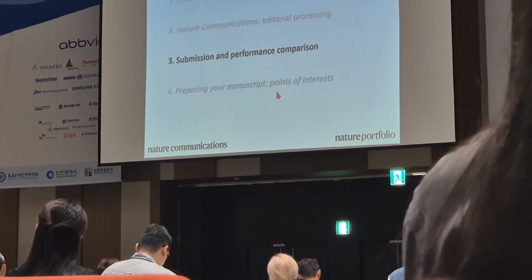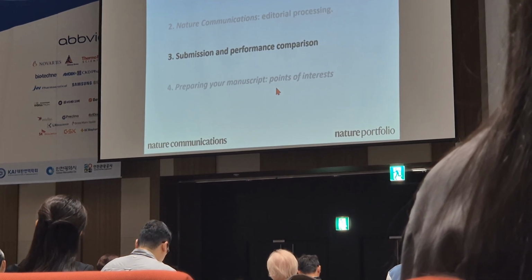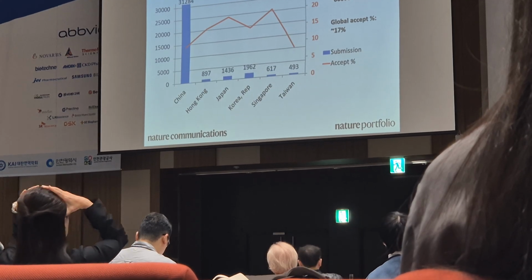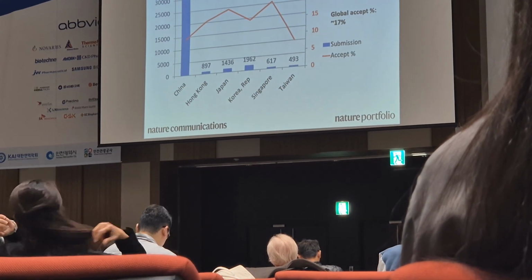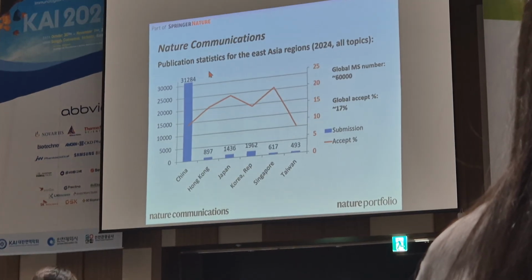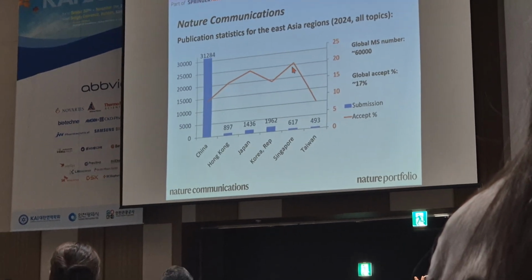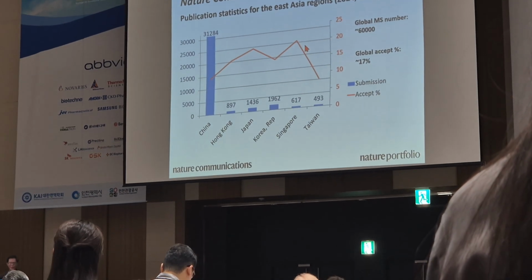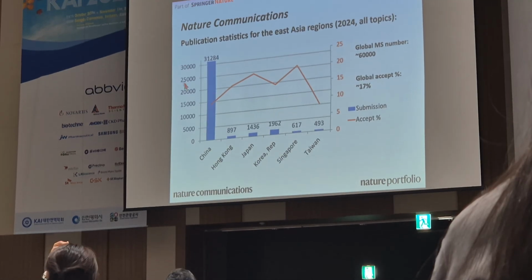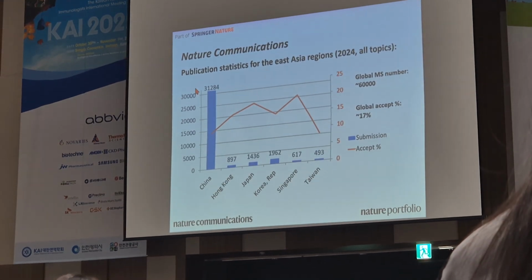So two slides very quickly on how South Korea has been doing. This is a number for 2024, covering all topics. This is not just immunology, okay? And the number in blue is the number of submissions, and the line chart in red is the percentage of accepts in this region. So China is right there, and I don't think you know that.